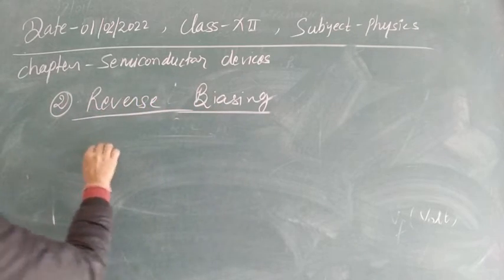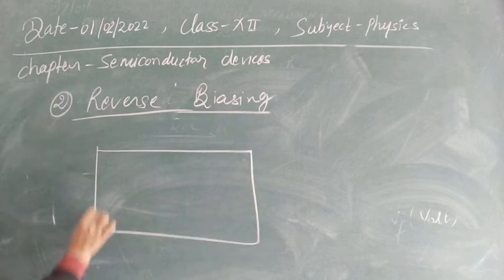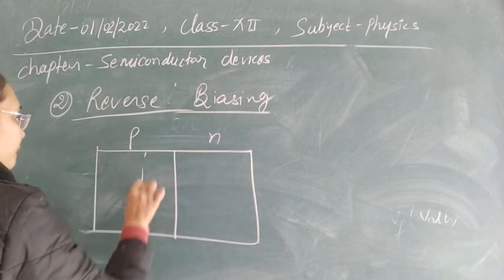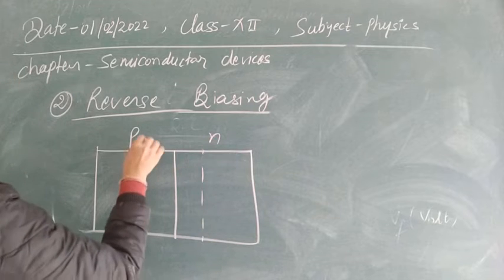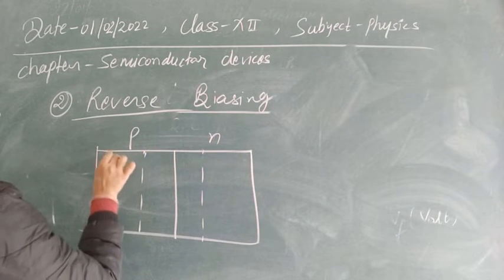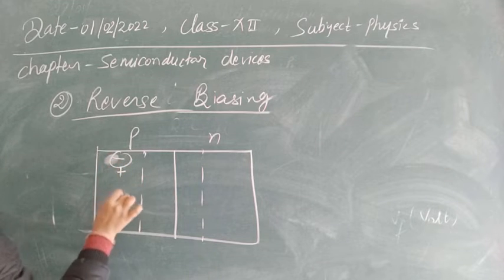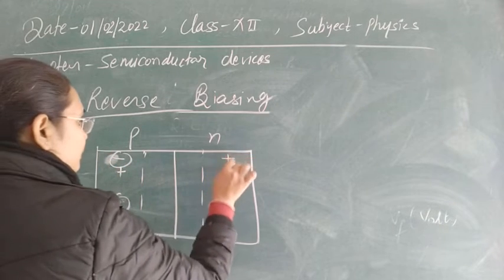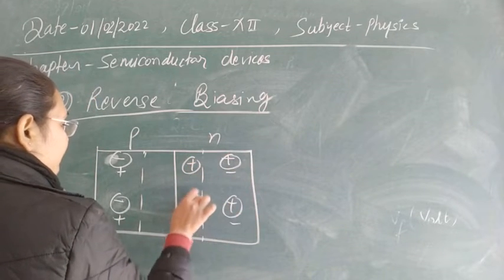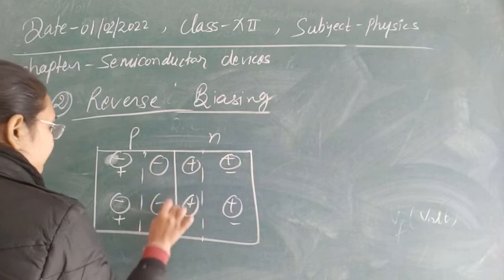So in the case of reverse biasing again, let's first draw the PN junction diode here. This is our depletion region. On both sides of the depletion region, here we have the acceptor atom where a hole is attached, and here the donor atom where an electron is attached. Now in this one, the donor ion and acceptor ion.